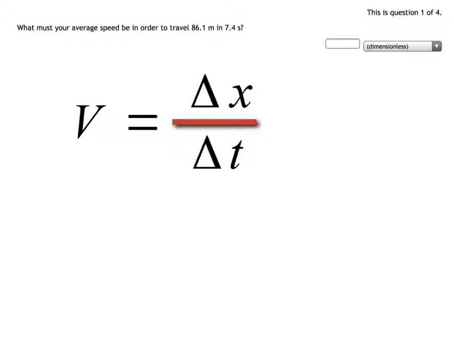So in this first problem, they're asking us to find average speed. So it looks like we're already set up with our velocity equals displacement over time formula. I leave it to you to plug in the numbers and find the answer.